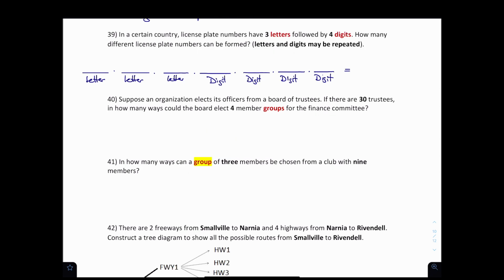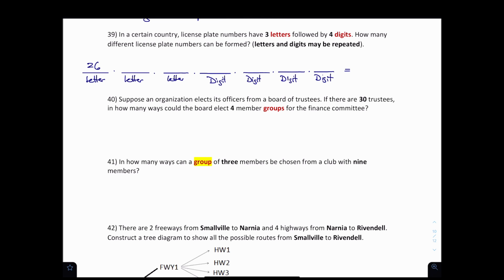Okay, and for number 39, we have a 7-digit license plate where the first 3 characters could be letters, and the last 4 characters have to be digits. They want us to find how many different license plates there are. The instruction says the letters and the digits may be repeated. Very good. So the first 3 have to be letters, and I have 26 letters in the alphabet. So I'll use 26 here for the first position.